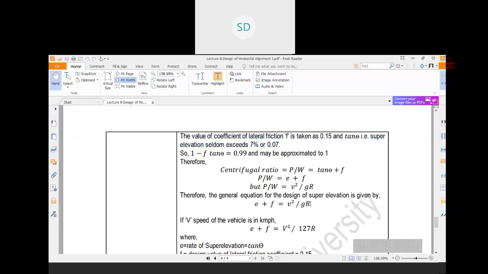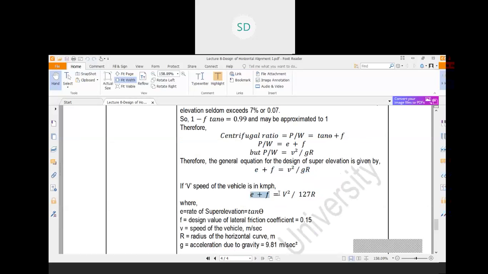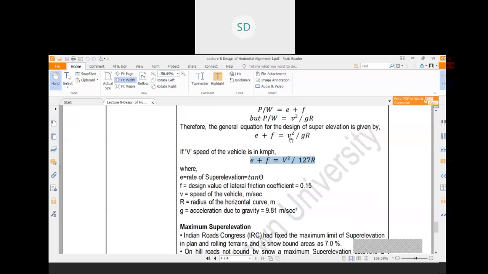So this is the general equation for the super elevation when V is in meter per second. But if V is given in kilometer per hour, you can do two things. First, you can convert the speed into meter per second, or you can directly use this formula to use V as kilometer per hour. Now G is the gravitational acceleration and the value is 9.81 meter per second square. So this is all about the super elevation.